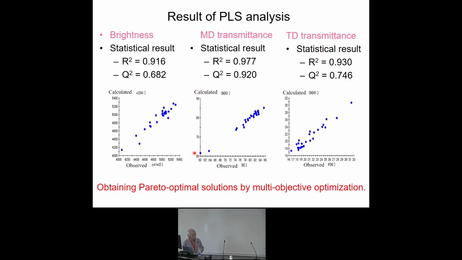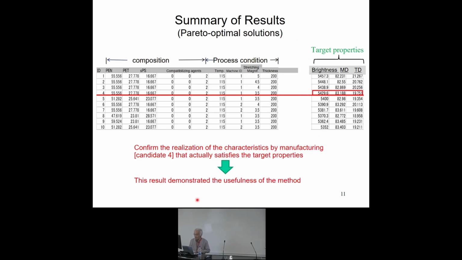So in this case, we could use PLS analysis, a linear modeling method. So for brightness, MD transmittance, TD transmittance, we could get very nice statistical results, as you see on this slide. So by using 3 models, we can obtain Pareto optimal solutions by multi-objective optimization. Yeah, this is the summary of results, Pareto optimal solutions. So we can get 10 candidates in this case. So one line is one candidate.